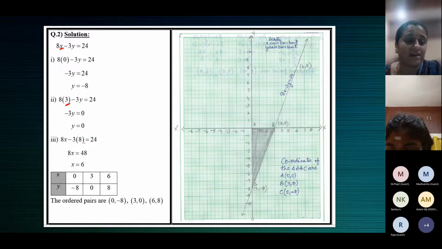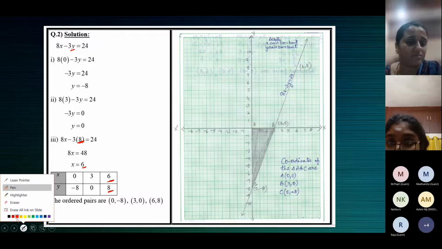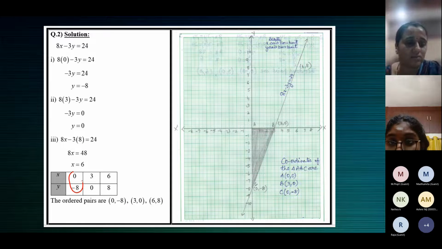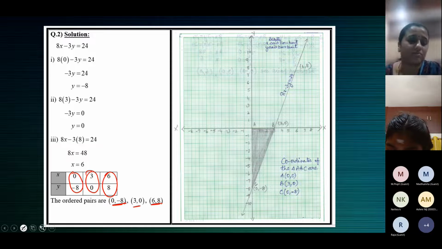And then when y is 8, you should find the corresponding value of x. So 8x minus 3 into 8 is equal to 24. When you solve this for x, you find that x is 6. So when y is 8, x is 6. So what are the ordered pairs? 0, minus 8; 3, 0; and 6, 8. These are the ordered pairs.